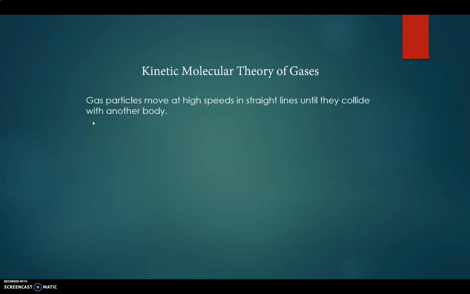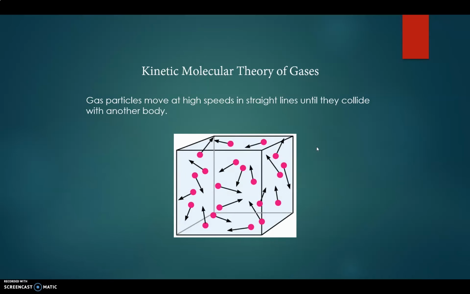So the first point of the kinetic molecular theory is that gas particles are moving at high speeds in straight lines until they collide with something else. They'll either collide with another gas particle and bounce off, or they could collide with the side of the container that they're stored in. So these gas particles are moving around very rapidly in this container in straight lines. But if a gas particle hits the side of the container, it will rebound off. If the particle hits another gas particle, it will rebound off. It'll still move in a straight line, but in a different direction.